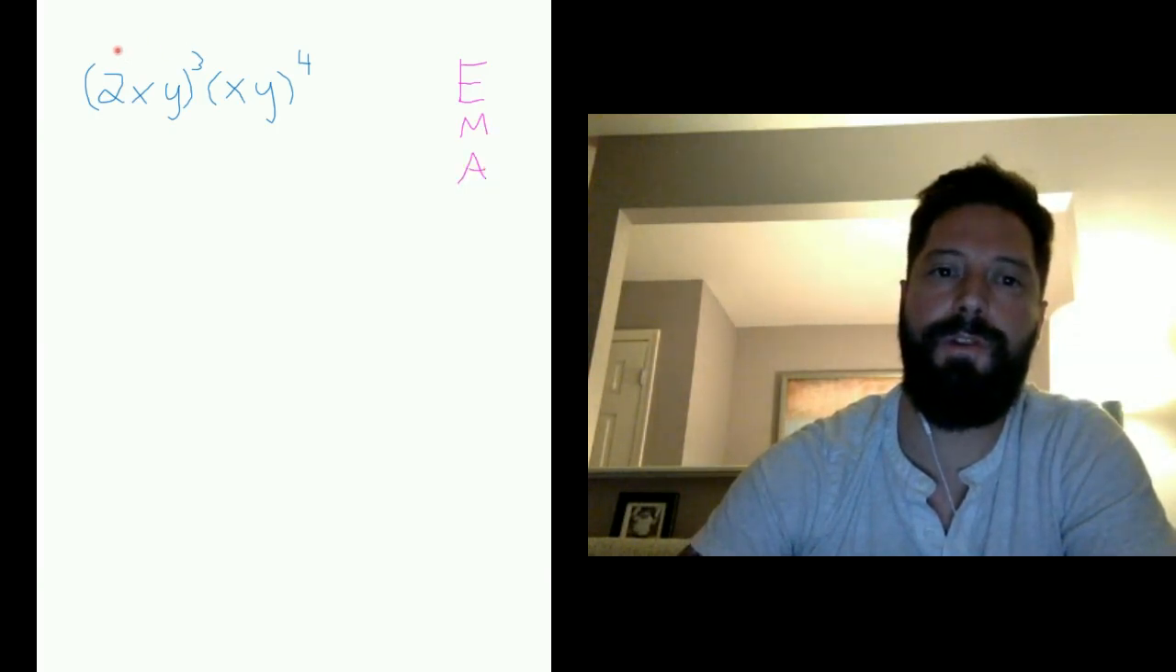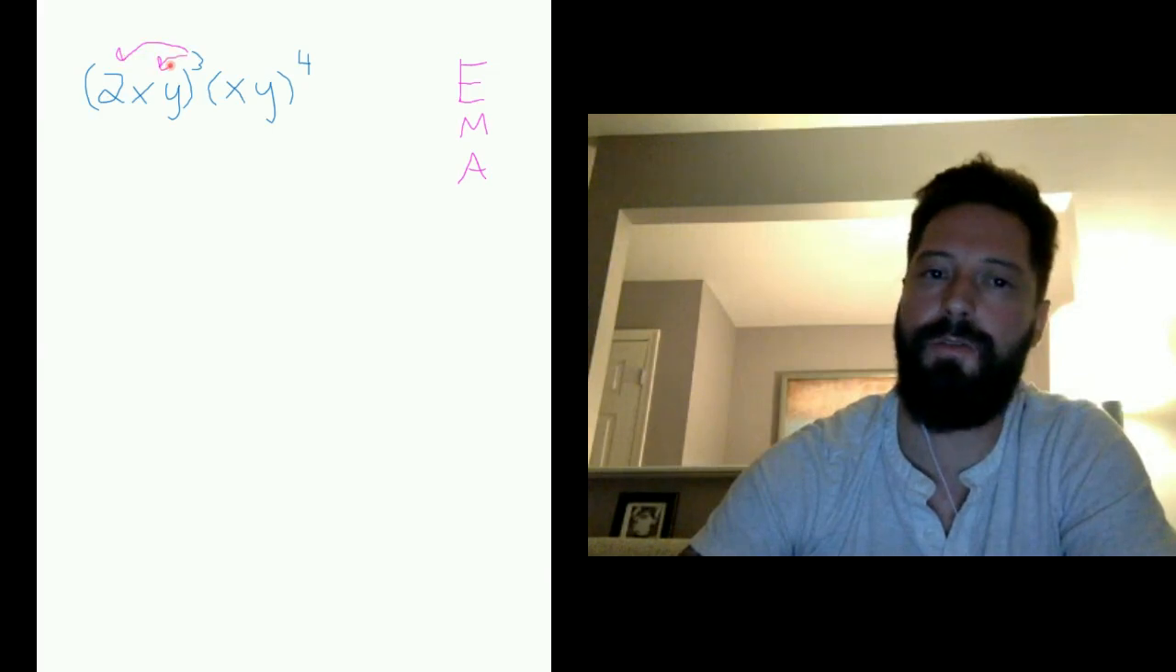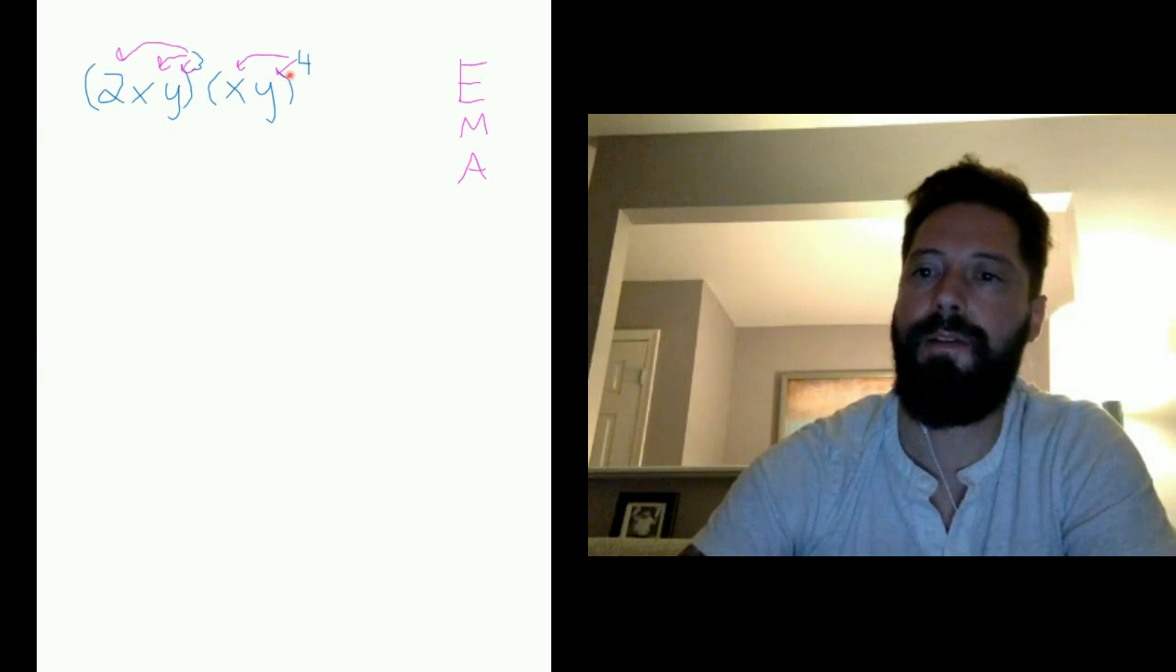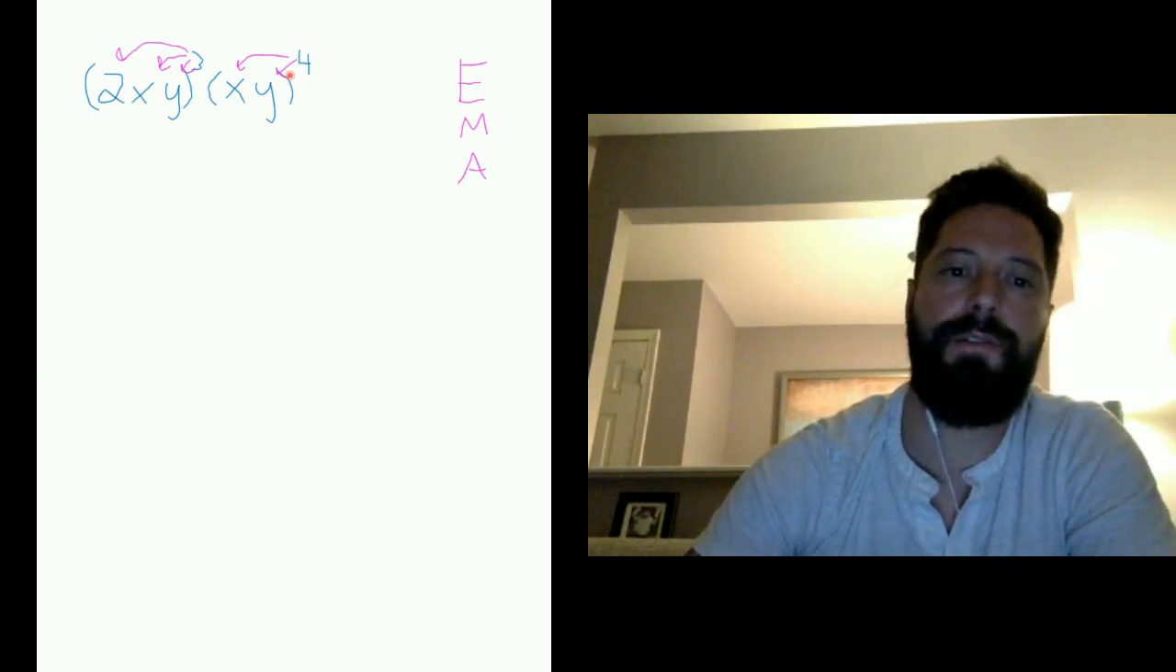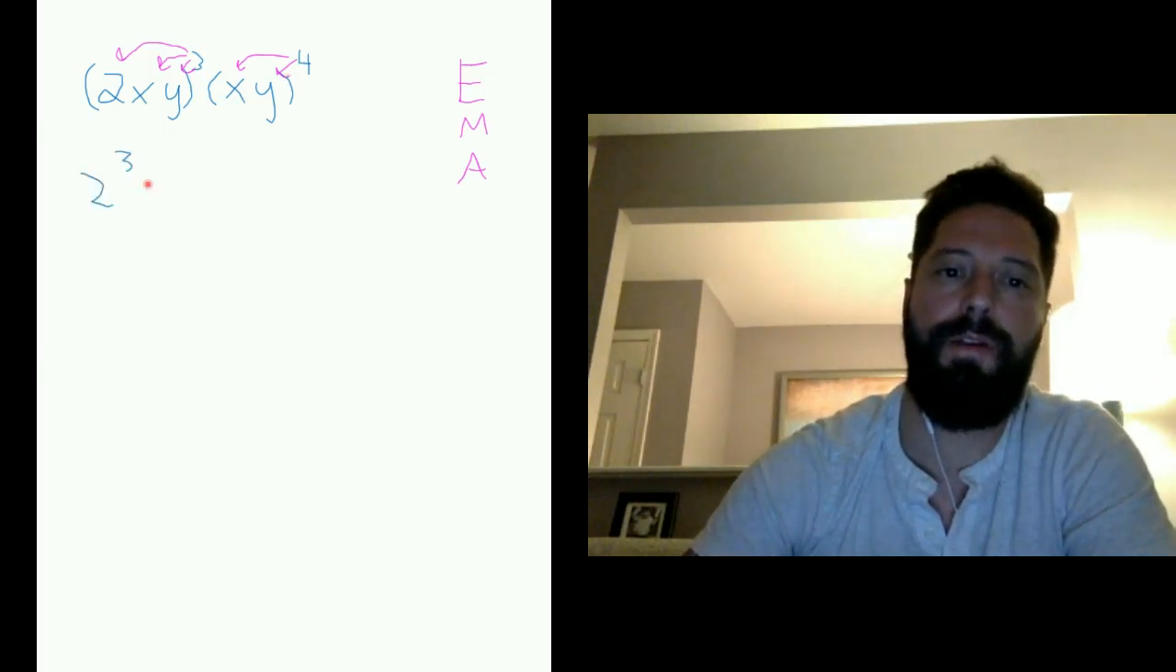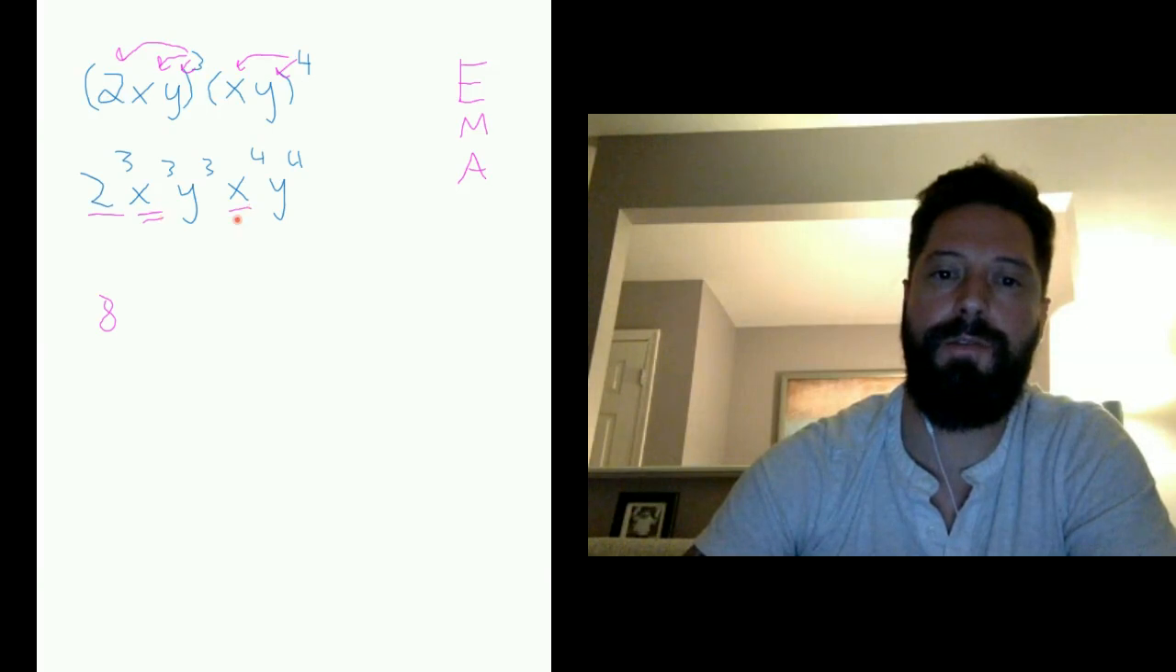And we rewrite as 2 to the third, x to the third, y to the third. We rewrite this as x to the fourth, y to the fourth. Now we can simplify 2 to the third to 8. We've got an x to the third and an x to the fourth. Use the addition rule. It's x to the 7. And a y to the third times y to the 4 is y to the 7. So that's your solution for that.